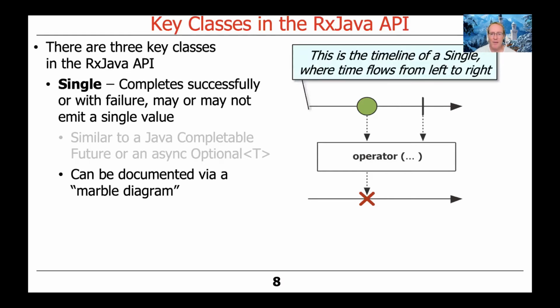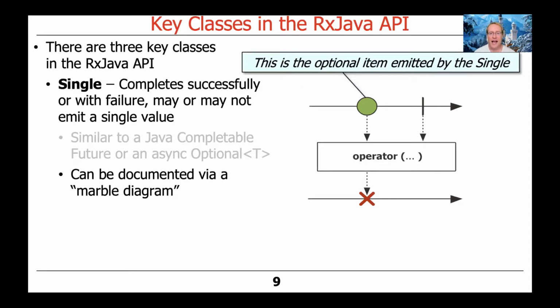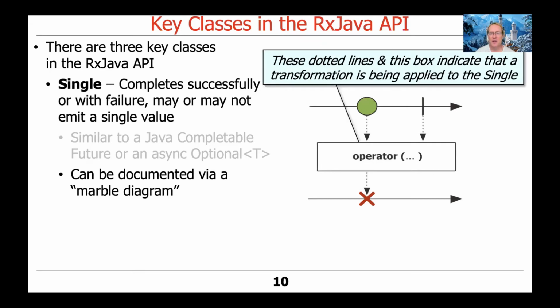And you can read about how to understand marble diagrams at the link at the bottom of the page. So a marble diagram contains a timeline, and this one is showing singles, where time flows from left to right. So you look at this diagram and you can see that there's going to be something happening where the green circle lives. And this is the optional item that's emitted by the single. So the single is going to emit this item, maybe, optionally. And then this dotted line, this arrow with a dotted line pointing to this rectangle, this box, indicates that a transformation is being applied to the single.